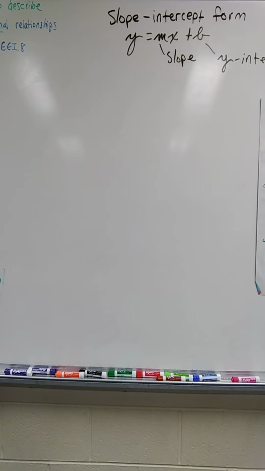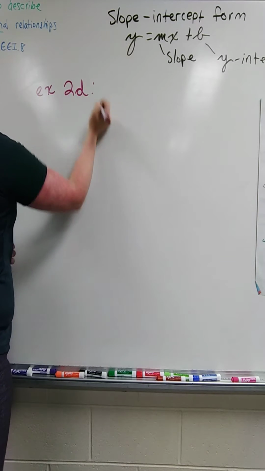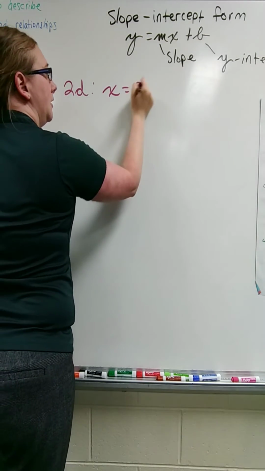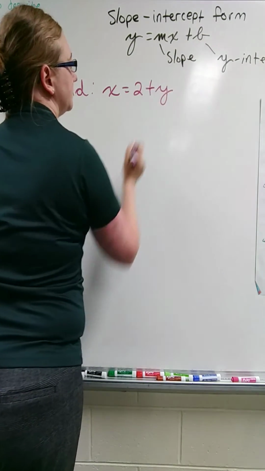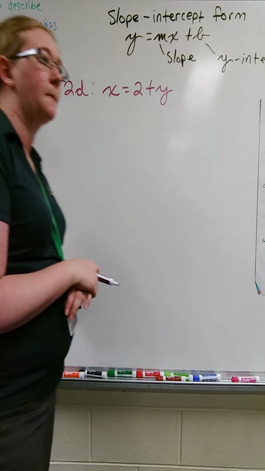Alright, example 2D. X equals 2 plus y. Why do you think I chose this one in particular? Because the y and the x are switched. Because the x and the y are both on the wrong side. Good.